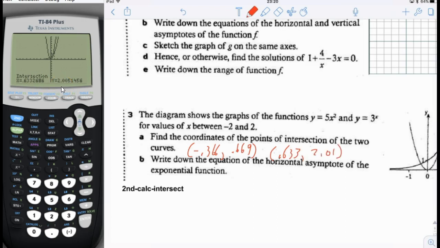Okay, then it says to write down the equation of the horizontal asymptote of the exponential function. The exponential function is this function here, 3 to the x. It's the y2 function. We can find the horizontal asymptote by looking at second table. If we look at second table in the y2 column and we either go up or down, we'll eventually see the horizontal asymptote of the exponential function. Do you see, if we go down, or if we go up in terms of the x value, we're getting really big numbers.